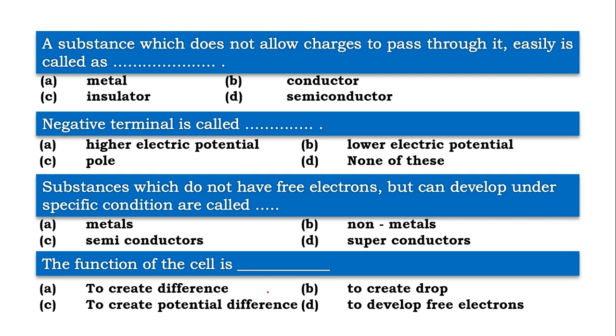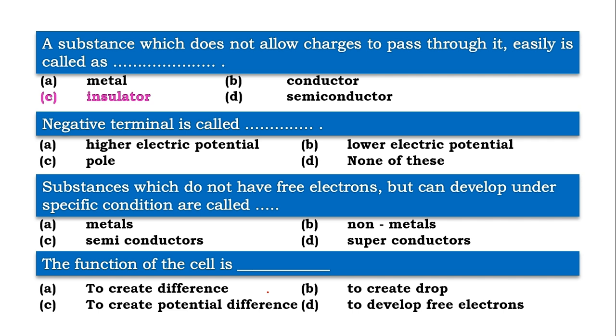Okay. Now the task. A substance which does not allow charge to pass through it easily is called: insulator, conductor, semiconductor, or metal? The answer is insulator, because it does not allow the charge to pass easily. Is it right?